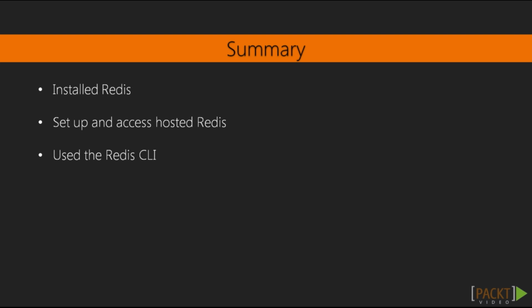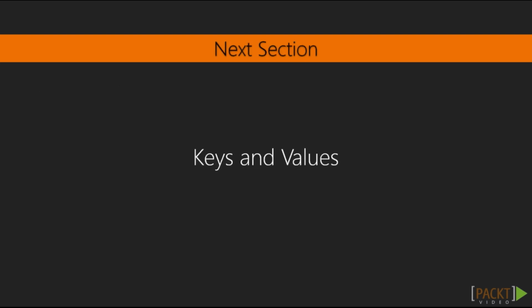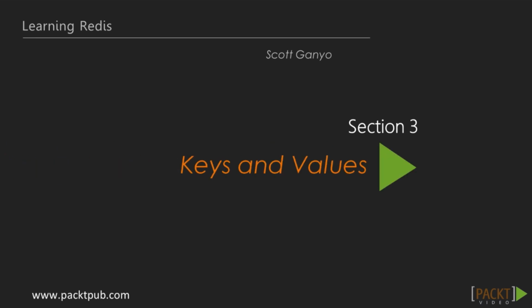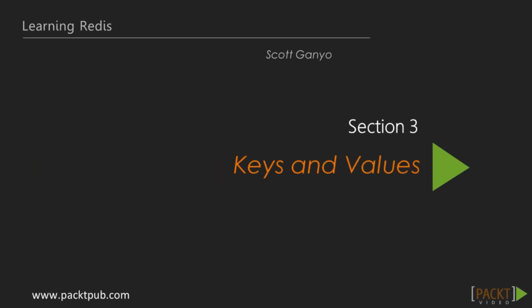So now you've seen how to install Redis. You've seen how to set up a remote Redis database with a hosting provider. And you've seen how to use the Redis CLI to connect to, verify, and issue some commands against a Redis database. So we've got all the tools that we need to get started. In the next section, we're going to learn how to store and access data in Redis using basic keys and values. Section 3, keys and values.